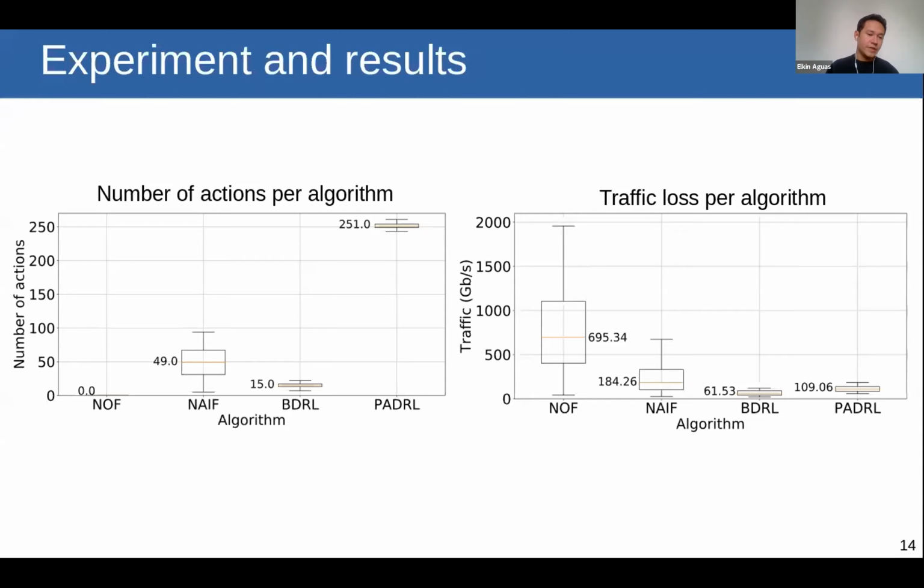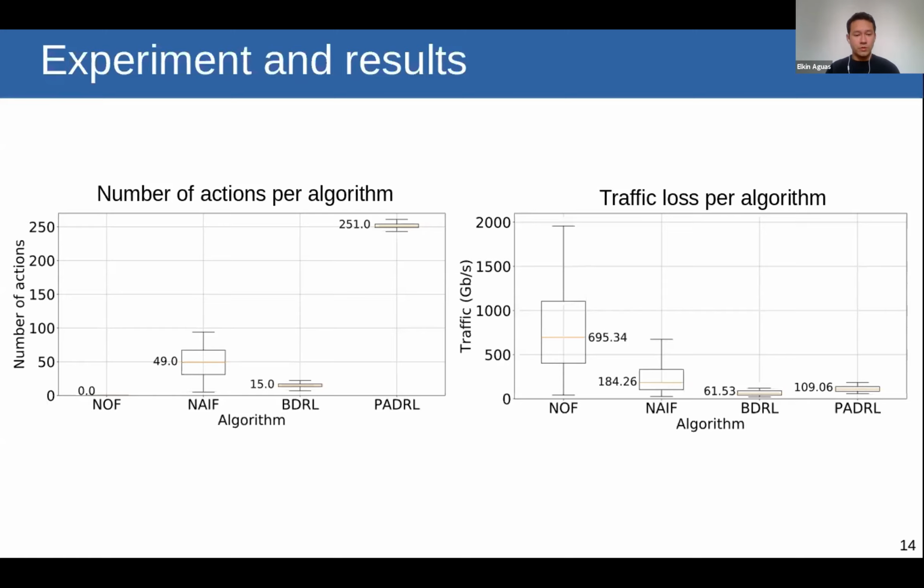Now, using the naive algorithm, which is going to compare 2 links and move prefixes one by one, we see that the number of actions increased, also as expected, and the traffic loss went down. So this confirms that this approach of doing the minimum necessary is going to work, and it's going to reduce the traffic loss considerably.